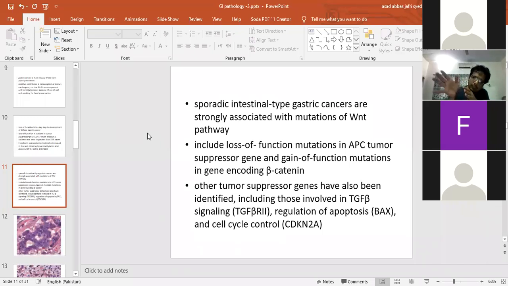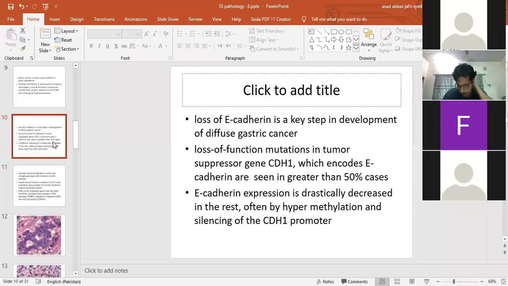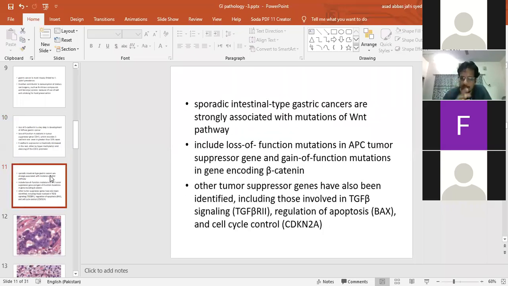We will see this adenoma-carcinoma sequence in detail when we do the large bowel. So they usually give rise to the intestinal type of gastric adenocarcinomas. Other tumor suppressor genes have also been identified, including those involved in TGF signaling pathways, regulation of apoptosis or the BAX gene, and cell cycle control. The important thing to remember here is that you must know the E-cadherin adhesion loss, because it is unique to adenocarcinoma of the stomach.